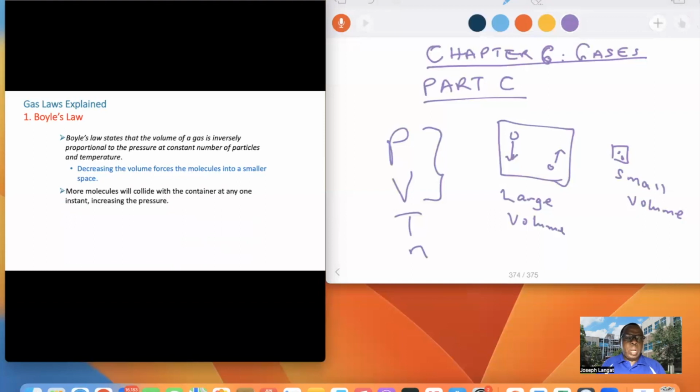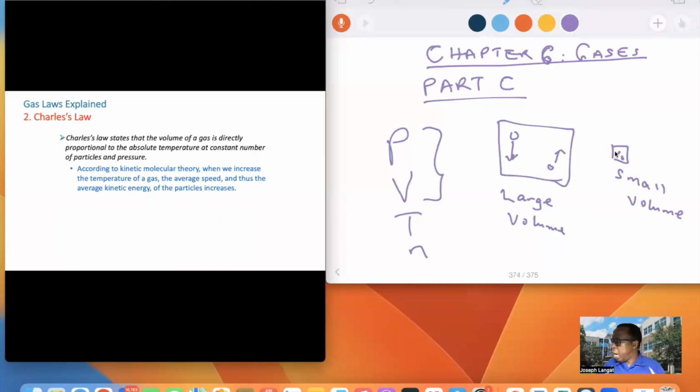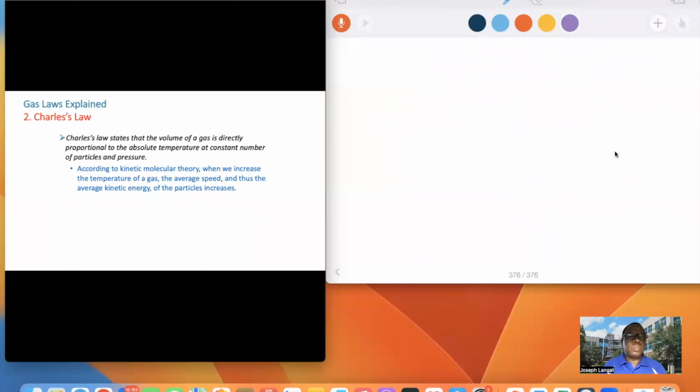Now, more molecules will collide with the container at any instant because of what? Because of the small volume of the container. Now, for Charles' law, all right, Charles' law states that the volume of a gas is directly proportional to absolute temperature at constant number of moles and pressure. N is constant and pressure is constant, which according to kinetic molecular theory, when you increase the temperature of a gas, the average speed increases.